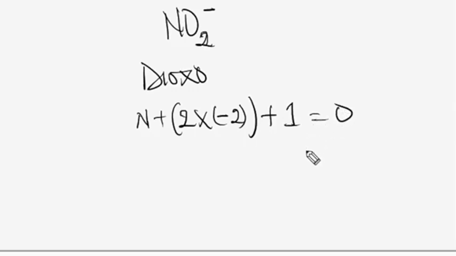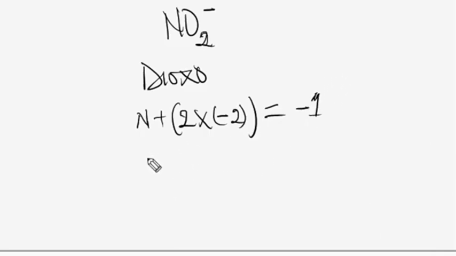Or another way we can go about this is, instead of equating this to 0, we'll go ahead and just write this and equate it to -1. So if we do this, guys, we are equating to -1 because of this negative value here. So guys, if there was no charge, everything would have been equated to 0.